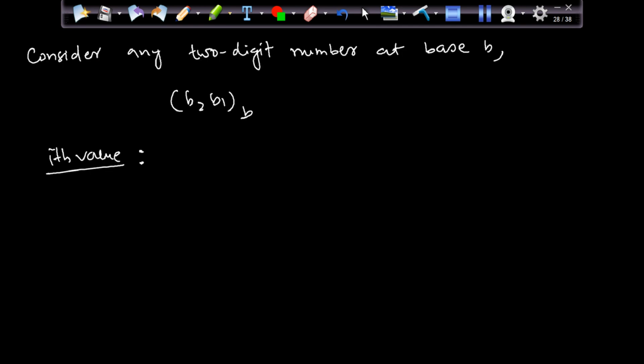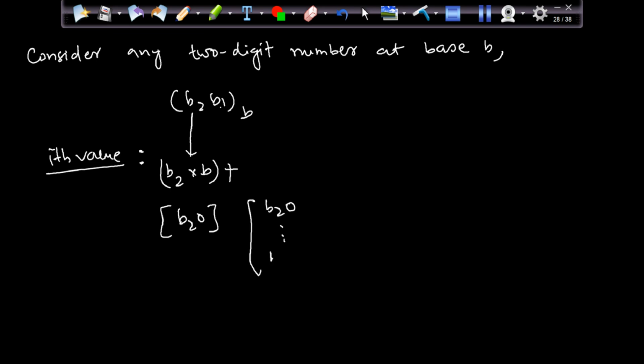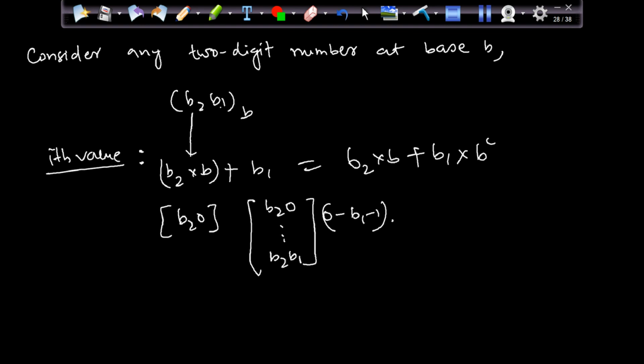So this is b2 into b, and this corresponds to b2 0. Now what does b1 correspond to? From b2 0 you will go to b2 b1, so this will be equal to b1, going from 0 to b minus 1. So you can write this as b2 into b plus b1 into b to the power 0.